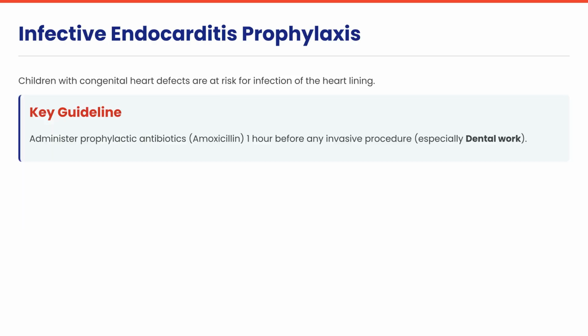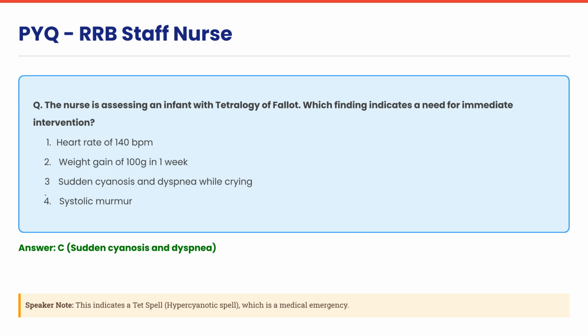Children with congenital heart defects need infective endocarditis prophylaxis. Prophylactic antibiotics, such as amoxicillin, should be given 1 hour before invasive procedures, especially dental work. Sudden cyanosis and dyspnea while crying indicate a TET spell requiring immediate intervention.